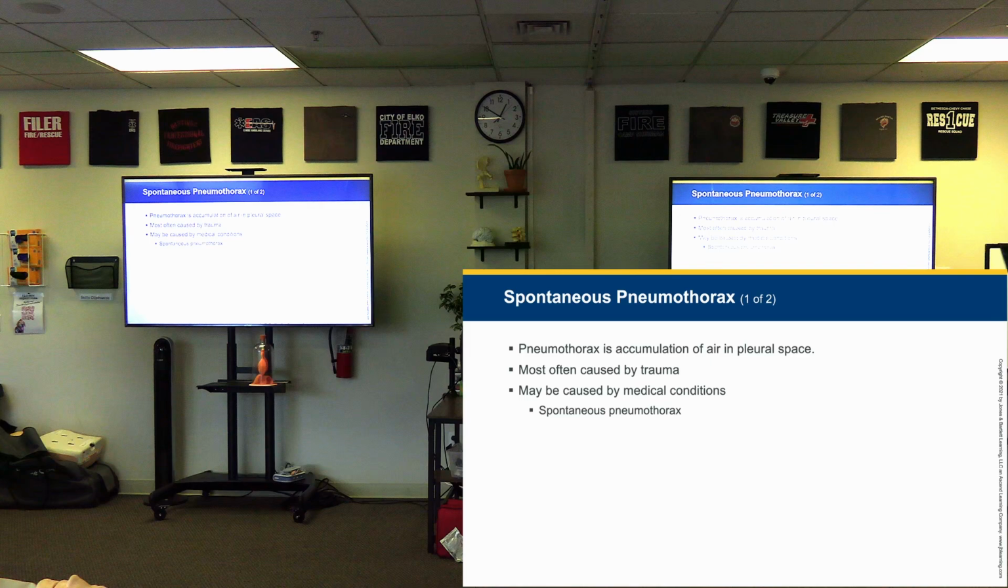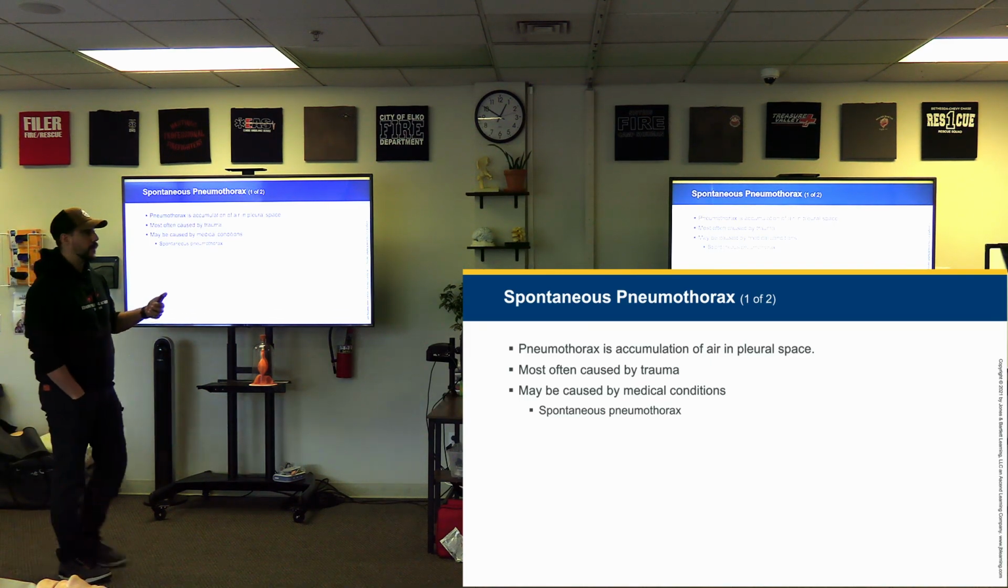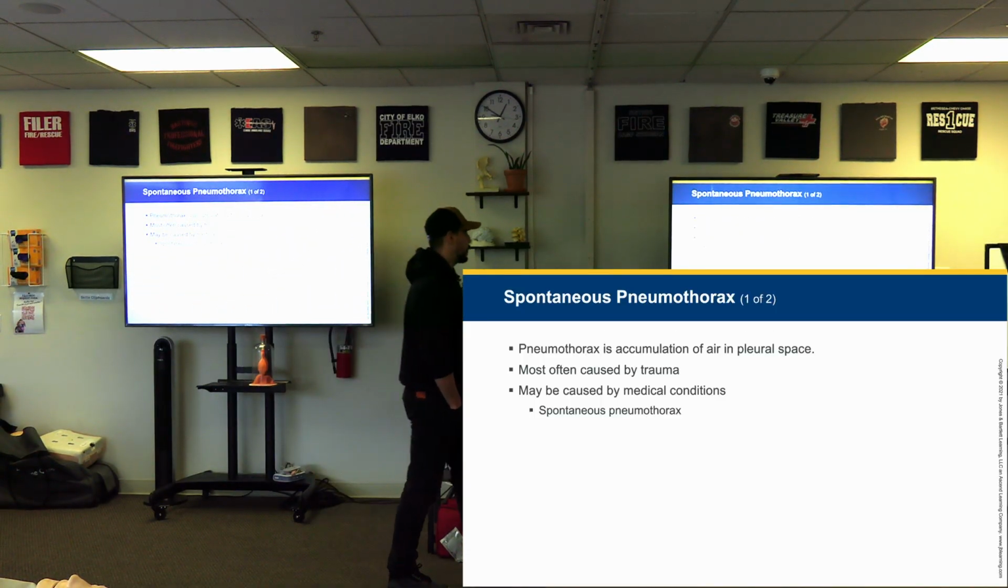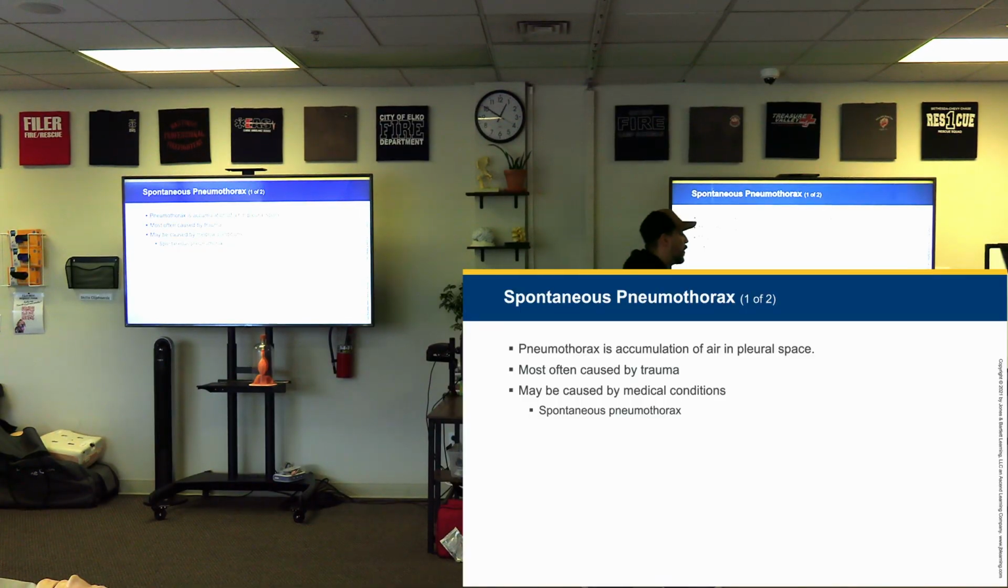Okay, so pneumothorax. We talked about these when it comes to chest trauma, right? Traumatically induced pneumothoraxes. You can also have spontaneous pneumothoraxes. It's an accumulation of air in the pleural space, right? So essentially it's a popped lung. There's a hole in the lung. All the air we're breathing into our chest now bypasses the lung and goes straight into the chest cavity, okay? Now, most often it's caused by trauma, but you can have medical conditions that cause a spontaneous pneumothorax.